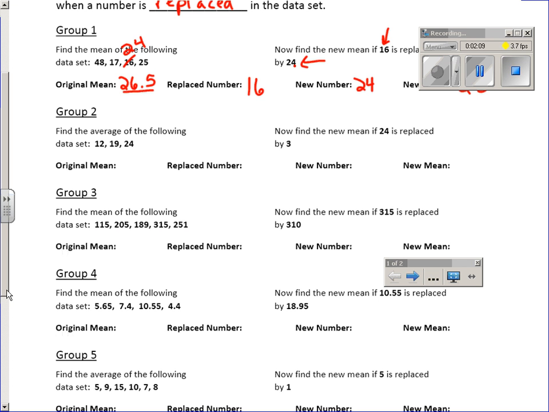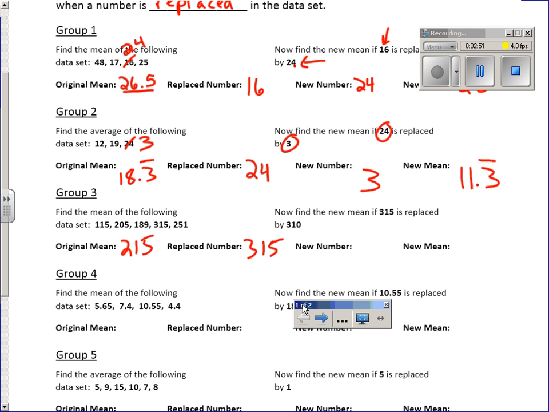In this example, the average of these three numbers is 18.3 repeating. The number we replace is 24, and the number that goes in its place is 3. So no more 24, 3 is in its place. I do the average and get 11.3 repeating. Over here on group 3, we have 5 numbers, add them all up and divide by 5. That gets us our original mean, which is 215. We replace the number 315 and put in its place 310. So 315 is away, 310 is in its place, and this time I add up all the numbers and divide by 5. I get 214.